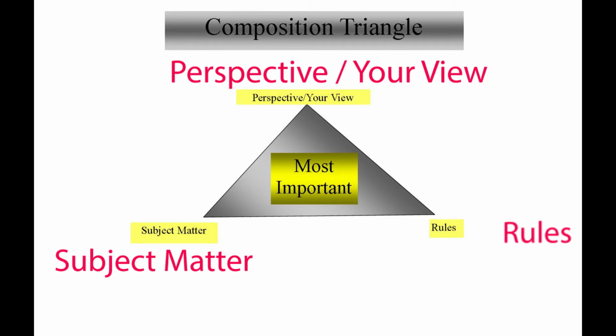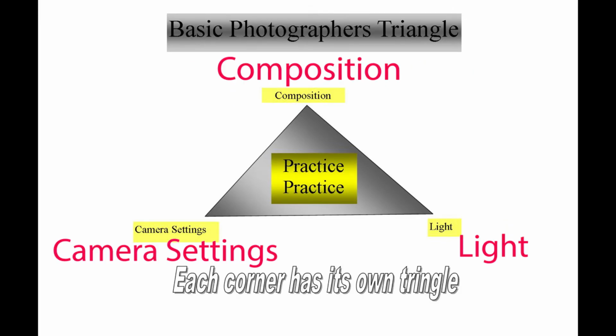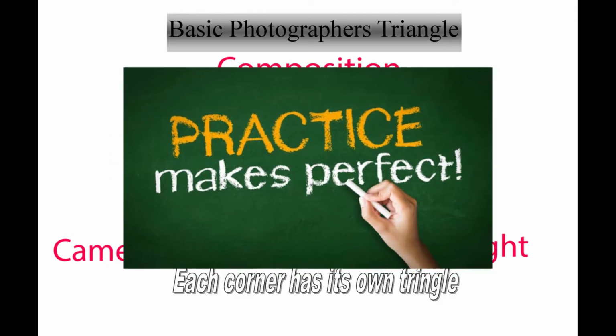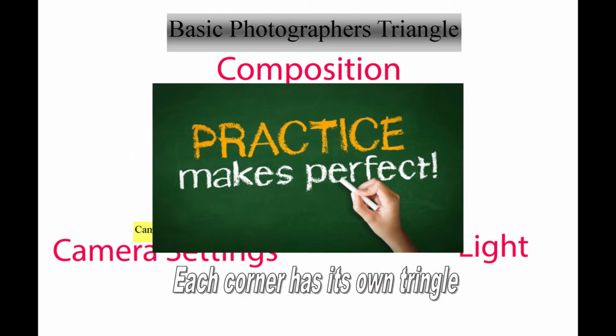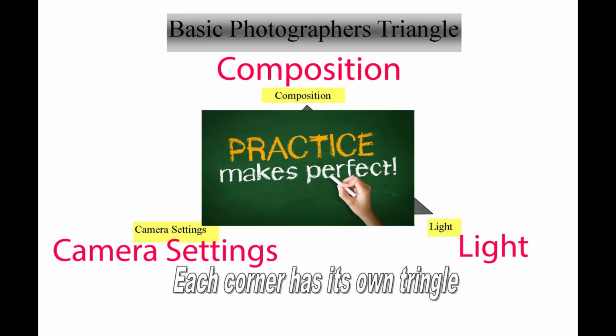All right, let's go back one more time and look at our original triangle. Here we are back to our basic photographer's triangle. We have composition, camera settings, light. Probably the most important thing on the screen is practice, practice, practice. You can't walk outside and head out to a national park and expect to take great photographs if you haven't practiced.